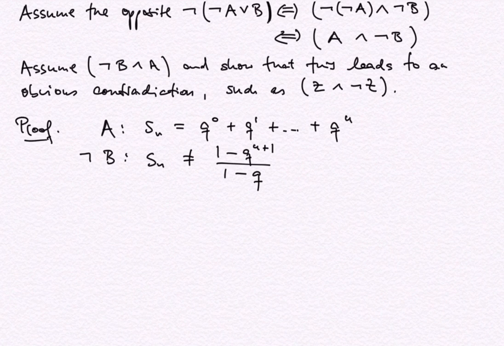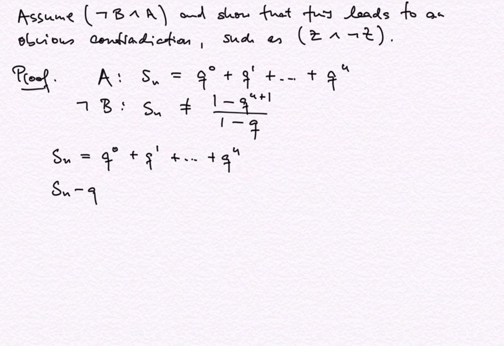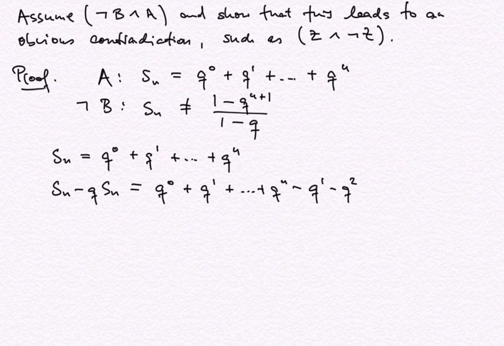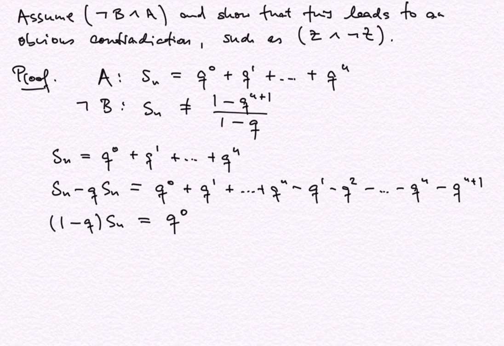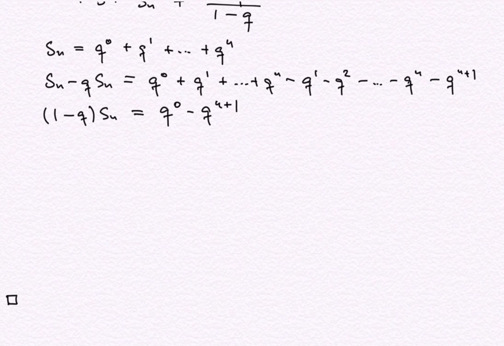So I start with statement A, so Sn is equal to q^0 plus q^1 plus ... plus q^n. Then I can write Sn minus q times Sn as q^0 plus q^1 plus ... plus q^n minus q^1 minus q^2 minus ... minus q^n minus q^(n+1). Here I factor out Sn, so I get (1 − q) in parentheses times Sn. And on the right-hand side, of course, I get q^0 minus q^(n+1). And now I have that Sn is equal to (q^0 − q^(n+1)) divided by (1 − q).